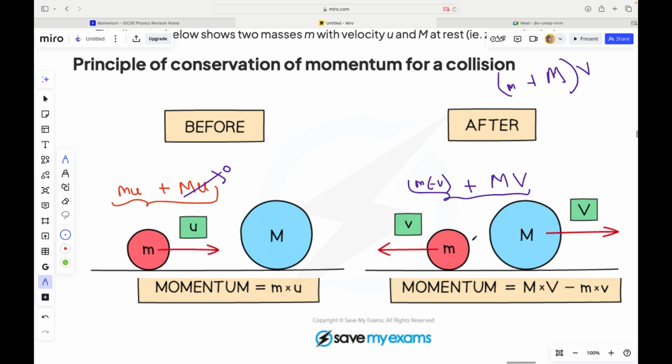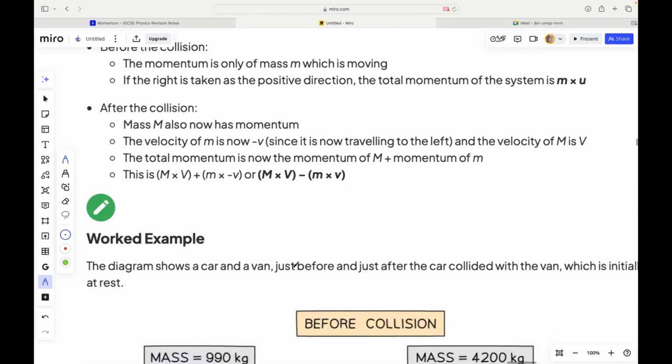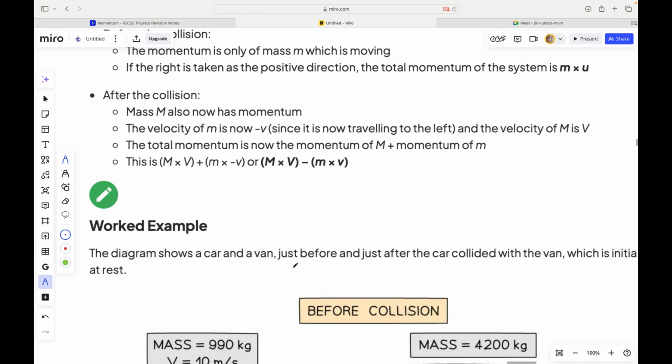But in this case, they don't stick together. This one is bouncing to the left, and this one continues to move to the right. So this one becomes positive, and this one will be negative. So this is the principle of conservation of momentum. We're going to look at an example and see how they use the formula. The small one has the negative.